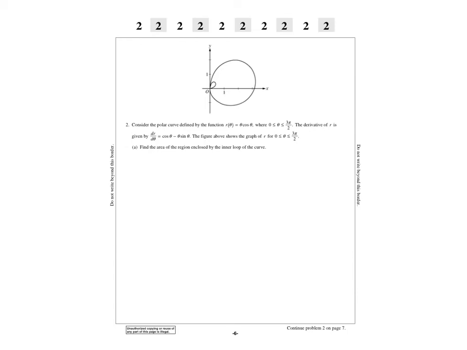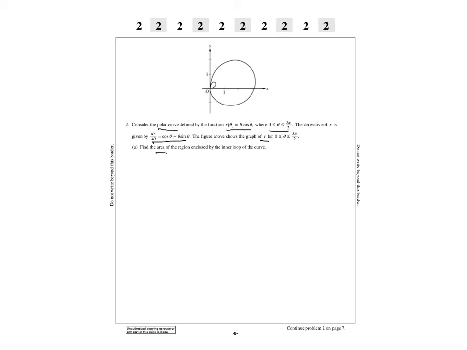All right, so we are on triple A out of our packet now. We're working on some FRQs here. So I've got a polar curve defined here by my R. I've got a limited domain. They're giving me the derivative, and the graph is of R.